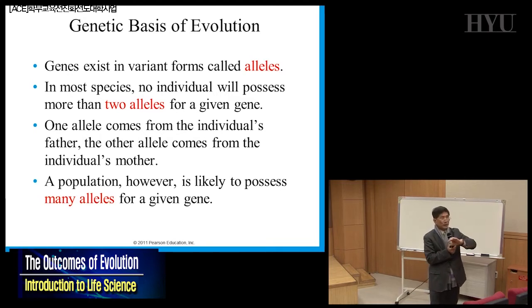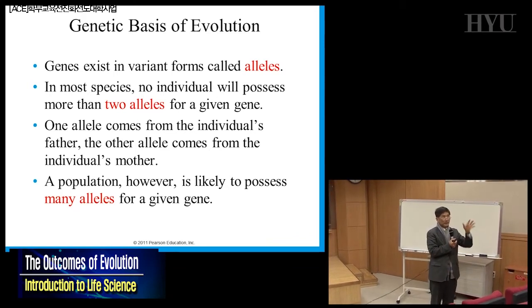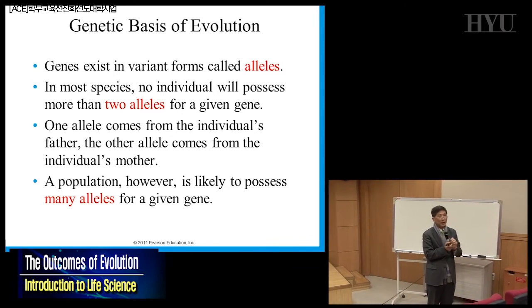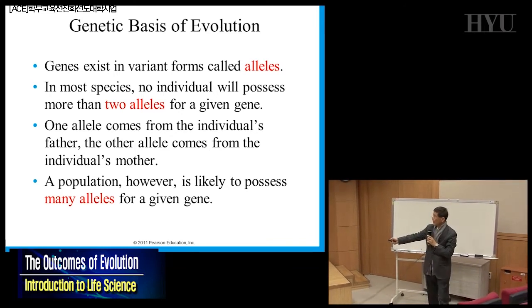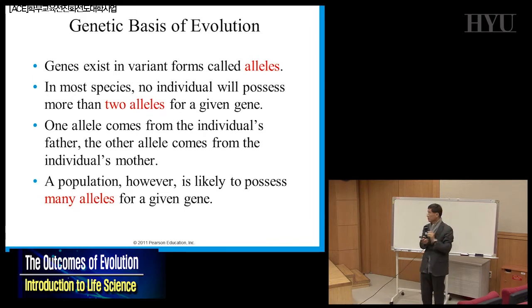But we can think about how many alleles there are for blood type in this population. A, B, O. There are three types of alleles just for ABO blood type. So that's what it means. In most species, no individual will possess more than two alleles. Each individual will have two alleles. For example, humans have two alleles. But a population can have more than two, many alleles.